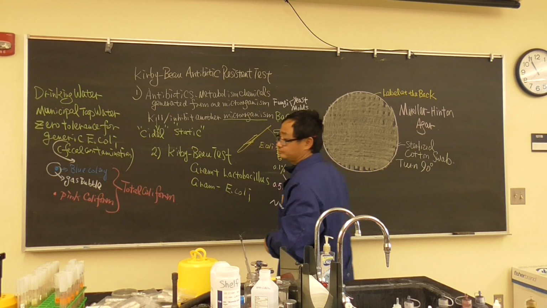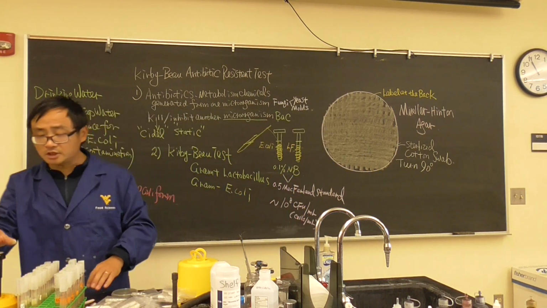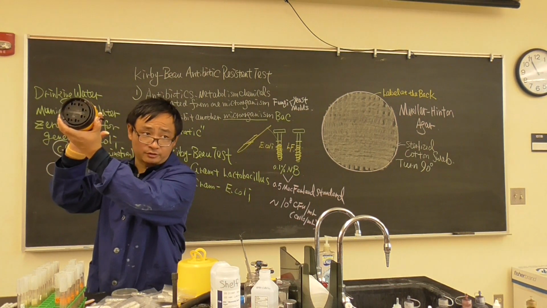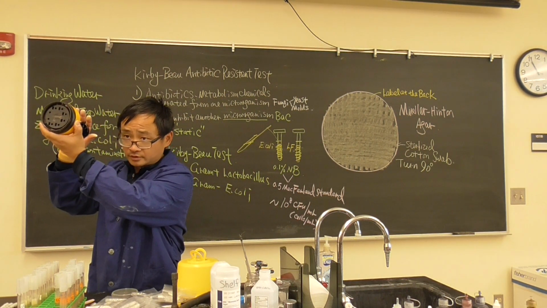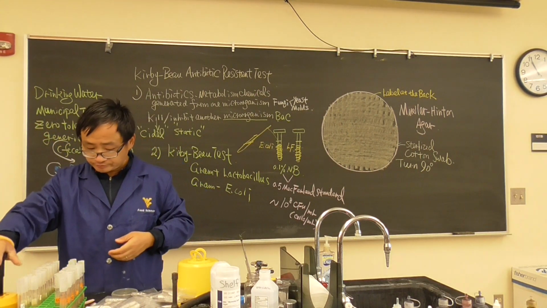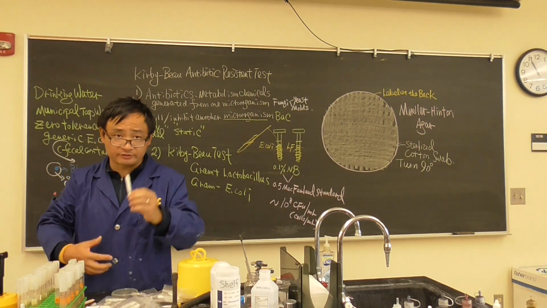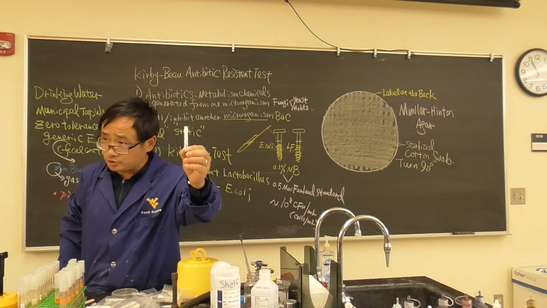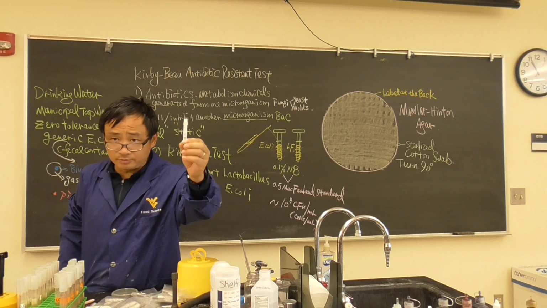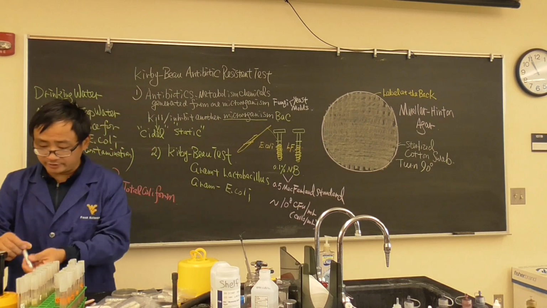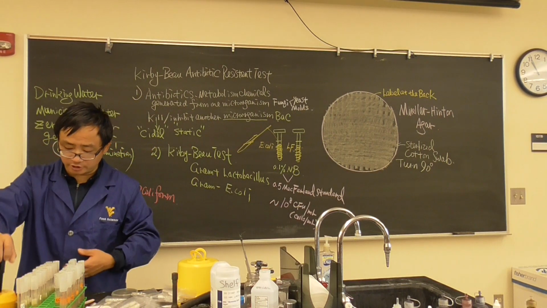Okay, now what do we do? We need to use a Kirby-Bauer dispenser. $2,000, very expensive, I tell you, although it's always broken. What we need to add in it are these very tiny discs. Every disc contains antibiotics, and the concentration is already fixed and pre-made. So we need to add them in, then press the button and dispense.